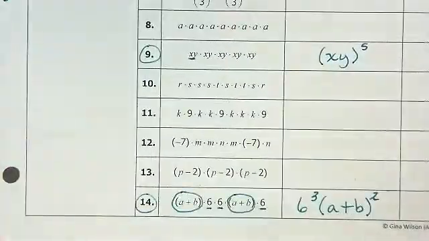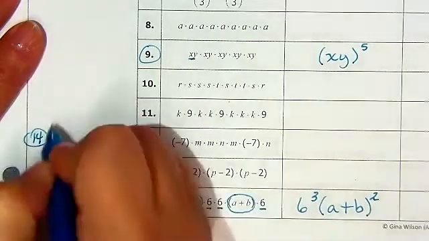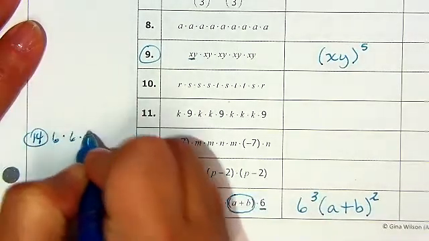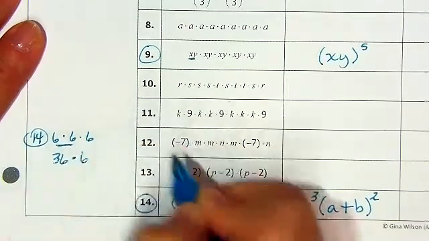So I'm going to come over here and I'm going to have 14. And since I'm doing 6 to the third, that's 6 times 6 times 6. These two together equals 36 times 6.